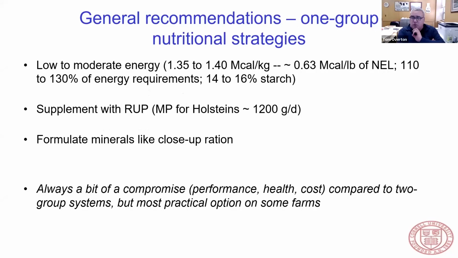At the same time, I also recognize that there's lots of herds where a two-group system is just not going to work practically. And so they're going to be one-group dry cow programs. What I do in that case is I generally split the difference in terms of energy, and kind of feed on the lower end of my recommended range for protein, but still sufficient for both periods. And then in general, formulate minerals like the close-up diet.